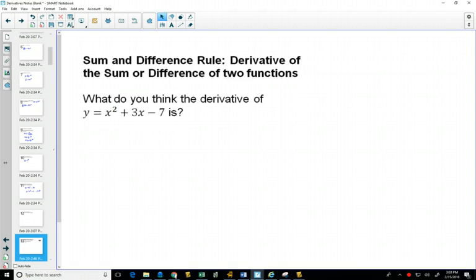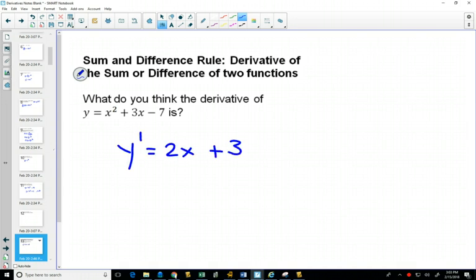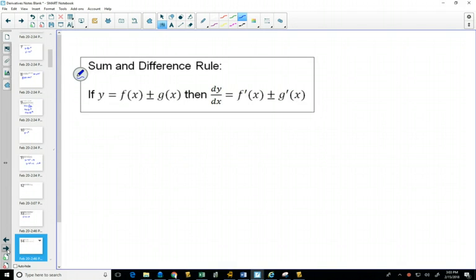In part 2, and I know I already alluded to this, so it kind of gives it away, but what do you think the derivative of x squared plus 3x minus 7 is? 2x for the x squared, plus 3 for the 3x, plus 0 for the minus 7, which you wouldn't have to write. And that is what happens correctly. So when you are adding and subtracting functions, when you want to find the derivative, you can find the derivative of each thing separately.